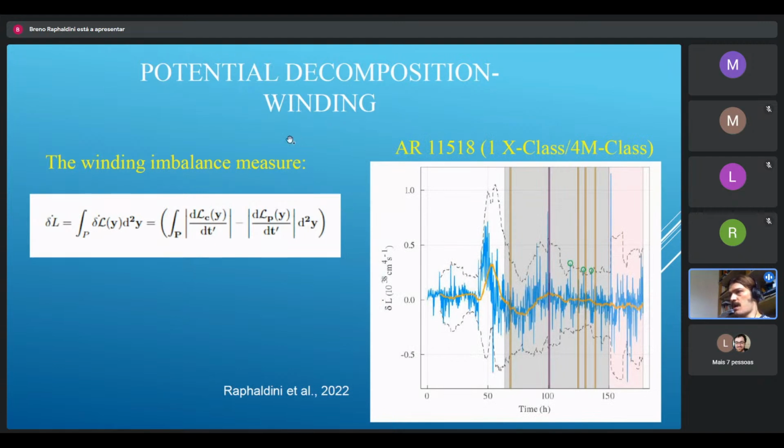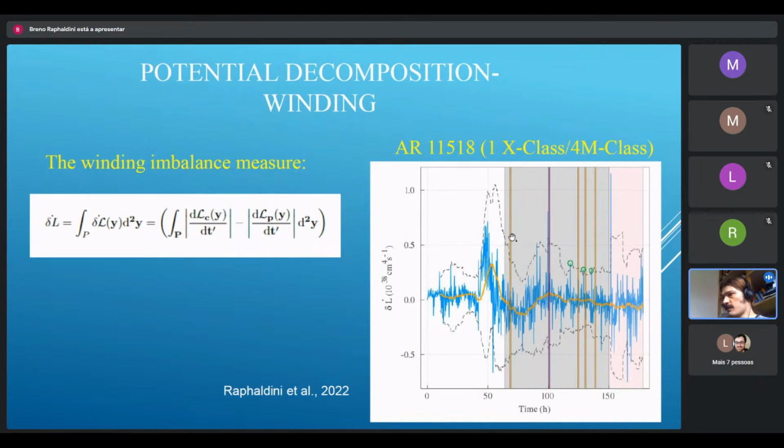Now we proceed to another one, active region 11518, that presented one X-class flare and four M-class flares. We can say that this is an active region that is more prolific in terms of the intensity and quantity of flares. And we see that there's a very steep positive input of current carrying winding here, which precedes the start of the activity.